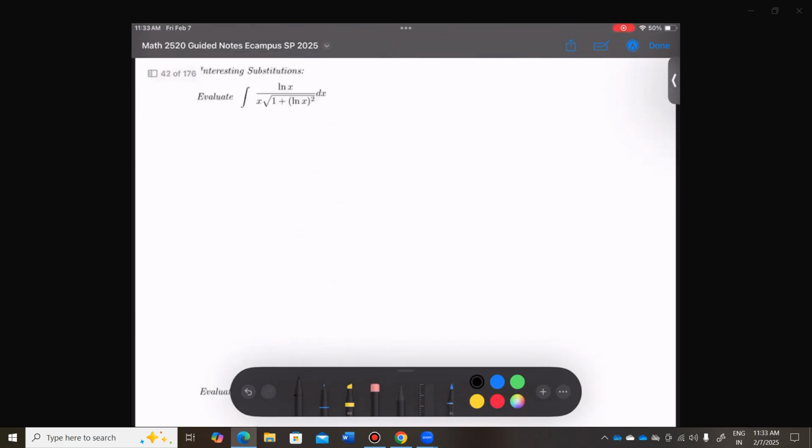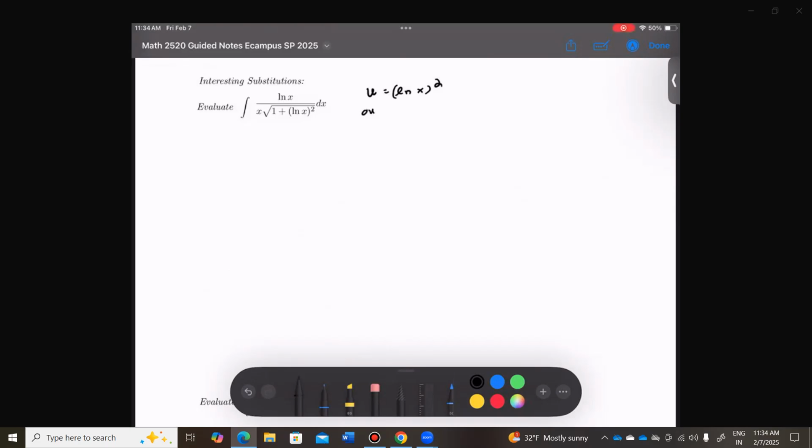All right. Now, a couple interesting substitutions here. Here we have natural log of x dx over x square root of 1 plus natural log of x squared. We're going to let u equal natural log of x squared. So du equals 2 natural log of x times, with the chain rule, 1 over x dx. So 1/2 of du equals natural log of x over x dx, which is what we have here.